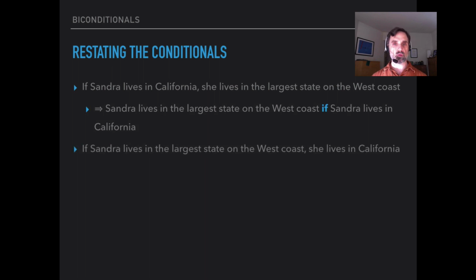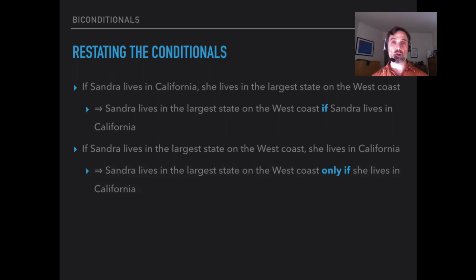Now the second conditional was if Sandra lives in the largest state on the west coast, she lives in California. Okay, we can change this from an if sentence to an only if. How do we do that? We take the if off the beginning and we put the only if in the middle, because remember, only if flags the consequent. So we move the if from the front to only if in the middle, and now we've restated the second conditional. If we look at these two restatements, the left to right order is the same. What goes in the middle is different. In one we have an if, and in the other we have an only if.